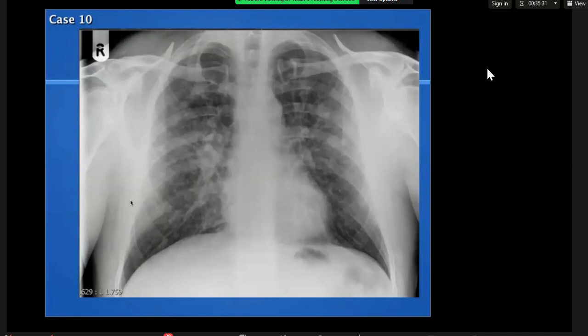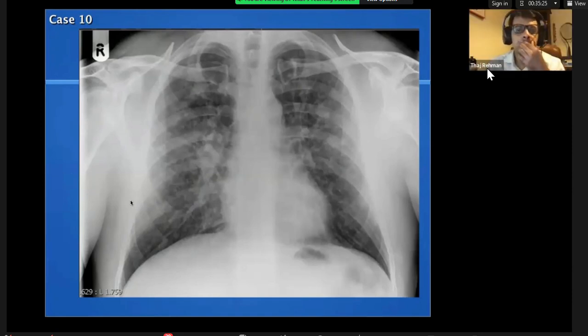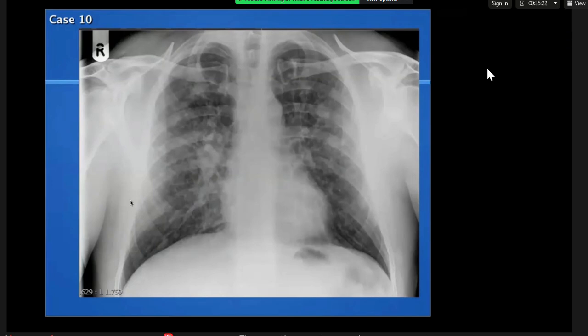So again, frontal chest X-ray, there is asbestos calcification involving bilateral lungs, predominantly in the mid-zone distribution, with again some right hilar lymphadenopathy.